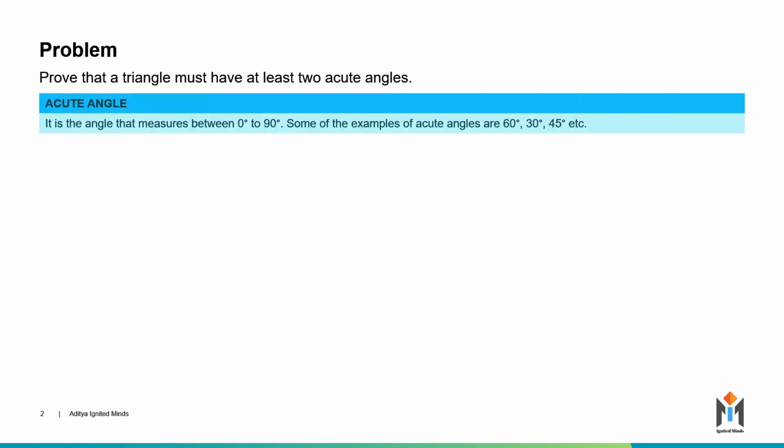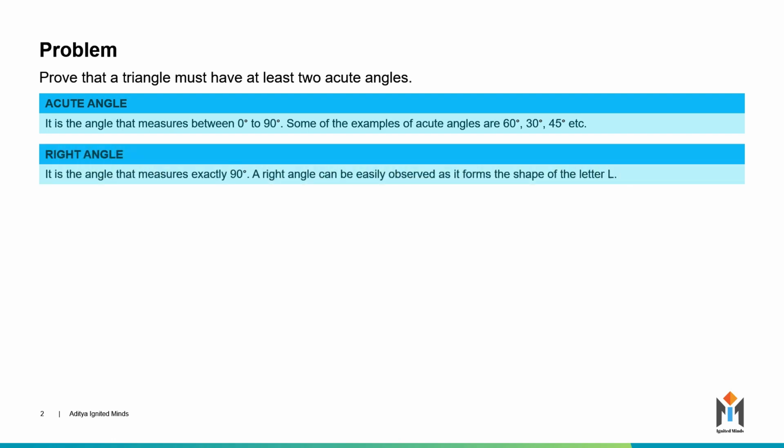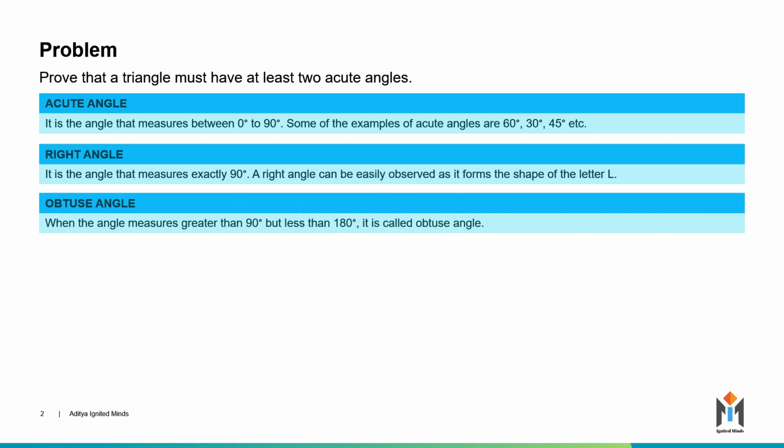An acute angle is an angle that measures between 0 and 90 degrees. Some examples include 60 degrees, 30 degrees, 45 degrees, etc. A right angle is an angle that measures exactly 90 degrees. You can easily observe it, because it forms the shape of the letter L. And when an angle measures greater than 90 degrees but less than 180 degrees, it is called an obtuse angle.